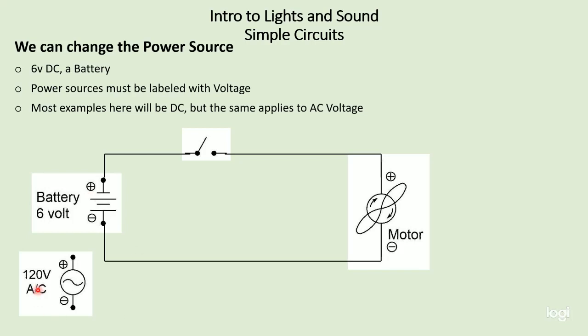We can also change this to 120 volt AC. Now we spoke about AC voltage versus DC voltage, and a battery is DC. In 120 volt AC, which is household current, the voltage travels in a sine wave, alternating from a plus state to a minus state. And so we would indicate it this way. Even though it's alternating current, we do think of it as having a positive side and a negative side, even though it's doing a push-pull.